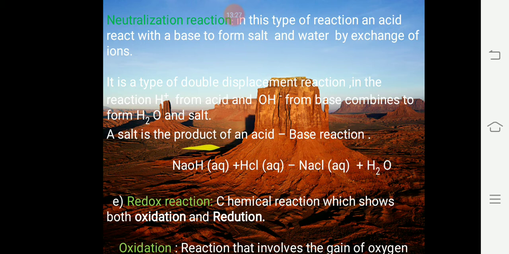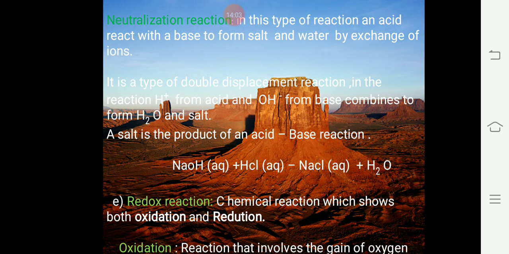A salt is the product of an acid-base reaction. See one more example: NaOH is the base, HCl is the acid. Here Na combines with Cl to form NaCl. This is the salt. And next, OH combines with H to form H2O. This is the neutralization reaction. What is meant by the neutralization reaction? An acid combines with a base to form a salt and water.